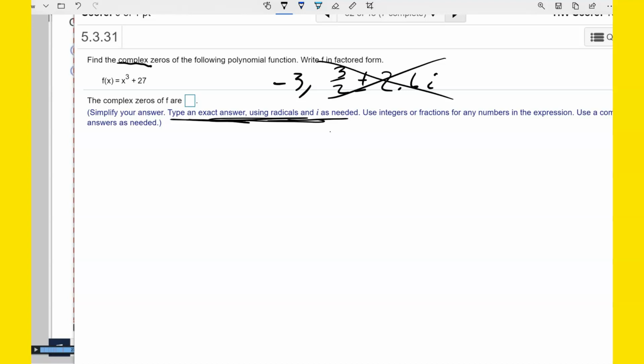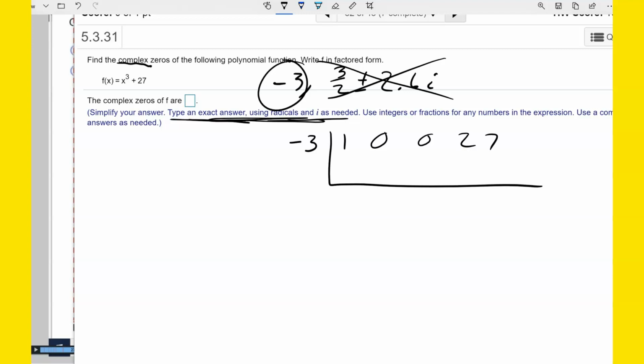One is with synthetic division. We can put the -3 out here because we know that's going to work because that's one of my zeros. And I'm going to put 1, 0, 0, 27 in the box because that's the coefficients of this polynomial. 0 for the x squared, 0 for the x as placeholders. Add down, that's 1, multiply across, that's -3, add down, -3, multiply across, 9, add down 9, multiply across, -27, and 0. And we have to end up with 0 right here. If we don't, we've done something wrong because we know -3 is supposed to work there.